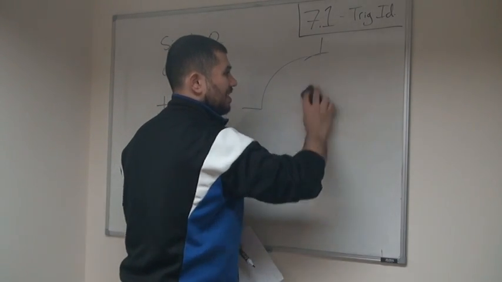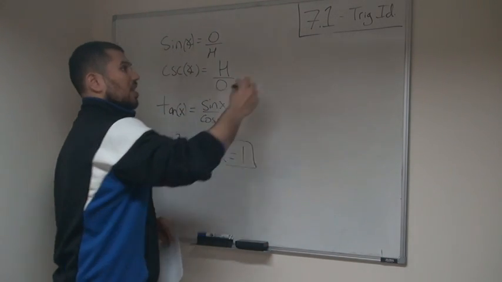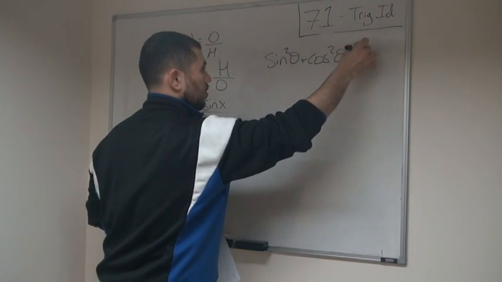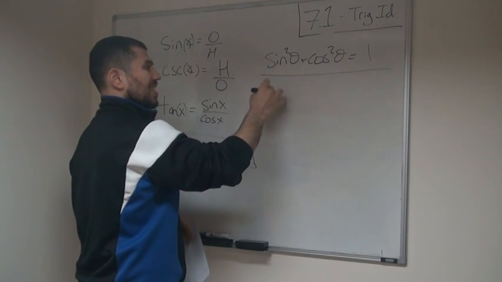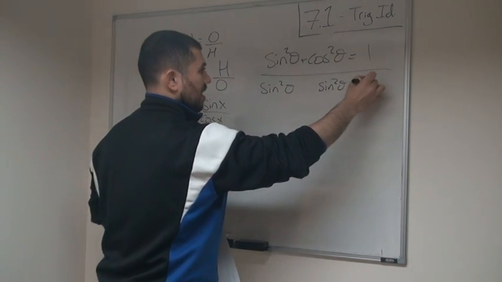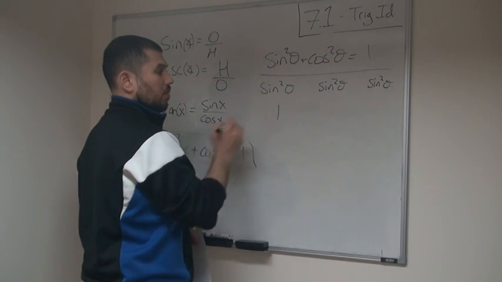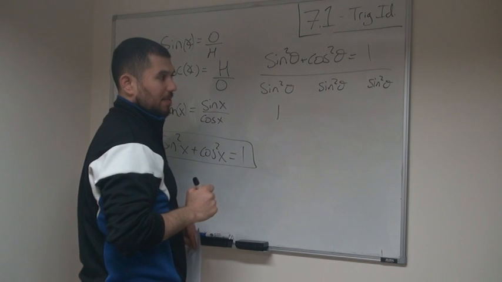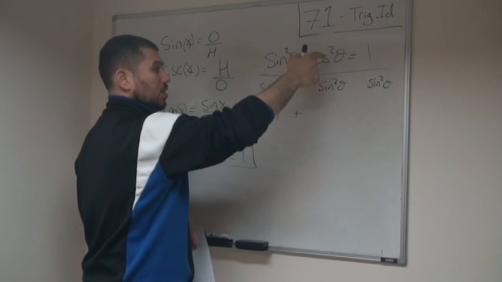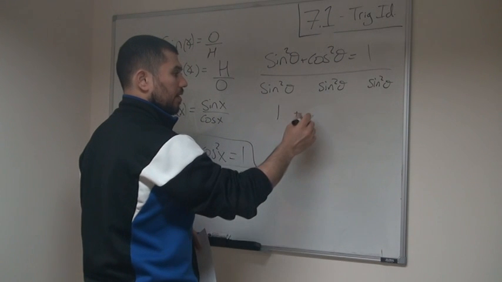Now if I take the base Pythagorean identity and start working my algebraic magical wand, if I take sine squared theta plus cosine squared theta equals 1 and divide the world by sine squared theta, which means I divide every term by sine squared theta. Well, what's sine squared theta divided by itself? 1. Cosine squared divided by sine squared. Cosine over sine is cotangent. Cosine over sine times cosine over sine is cotangent squared theta.